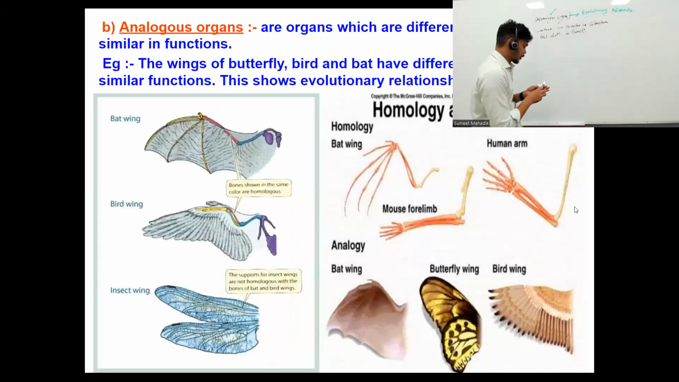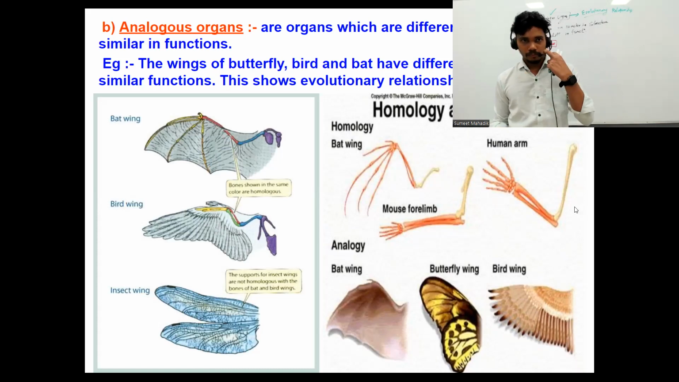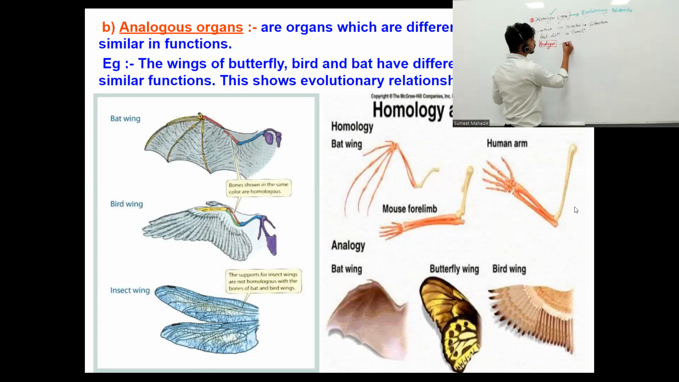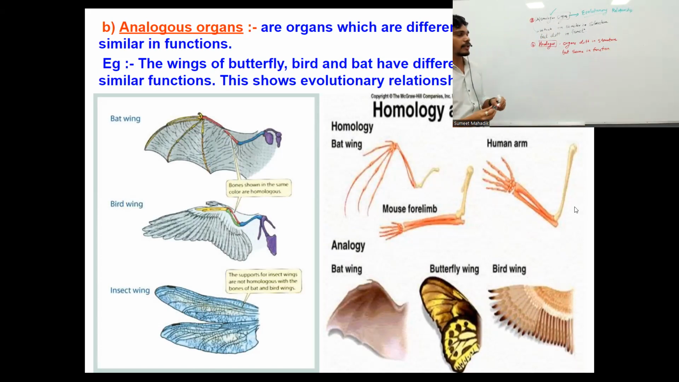Now we talk about the homologous. Let's talk about the analogous. What is analogous? Homologous means similar structure but different function. Analogous means organs which are different in structure but similar in function. Organs different in structure but same in function. Okay, different in structure but same in function.